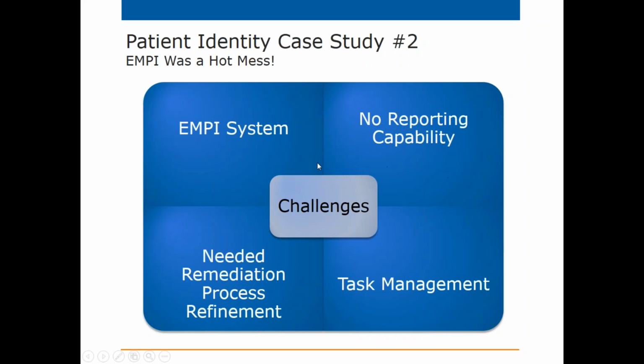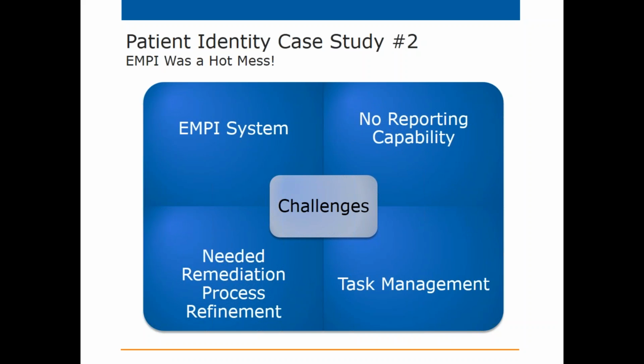EMPI, it was a hot mess. The EMPI system itself, again, had a lot of remediation to go through, and we needed to refine that remediation process. So we put some rules around it. If you see X, Y, and Z and A together, then we're going to make that a link, those types of things. The new system had no reporting capability when it came to duplicates or how people are managing the remediation process.